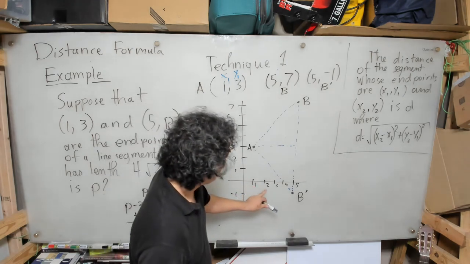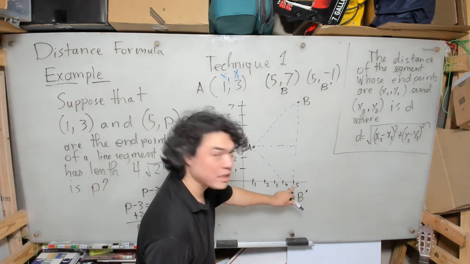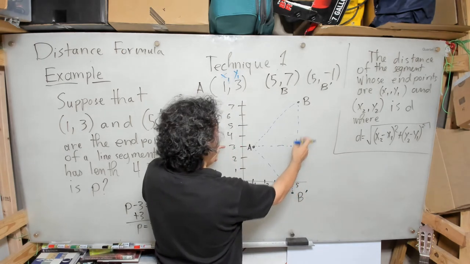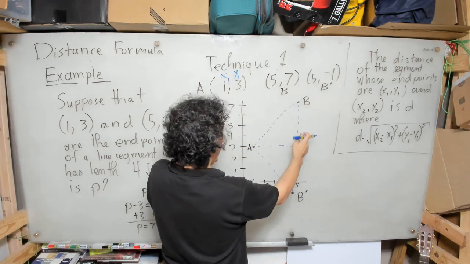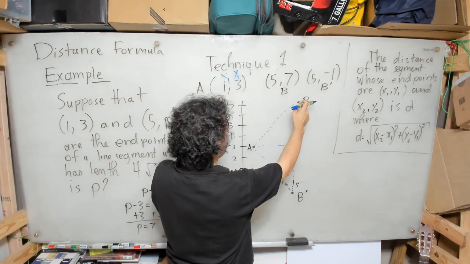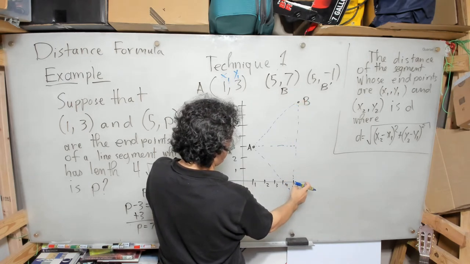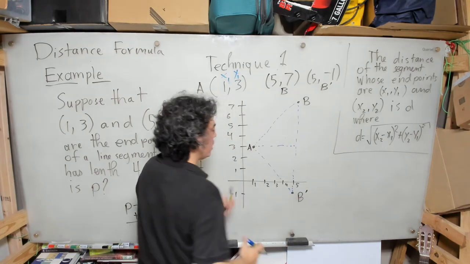Is 4, because I need to go 1, 2, 3, 4 spaces to get to that line. Now, to go from this height of 3 to this B, I have to go up 1, 2, 3, 4. Okay? Similarly, I have to go down 1, 2, 3, and 4 to get to these points.